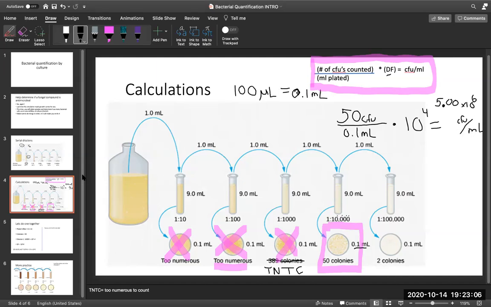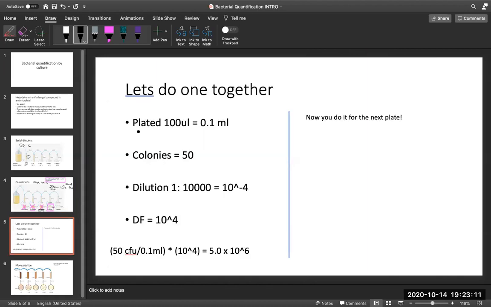Okay, so now if you look at the next slide, I typed out what I just had written sloppy on the last slide. So you plated 100 microliters, which is 0.1 mil. They counted for us 50 colonies on the plate. The dilution was a 1 to 10,000, and so that is equal to 10 to the negative 4th. And so then the dilution factor is 10 to the 4th.